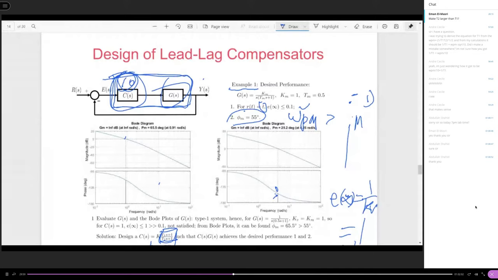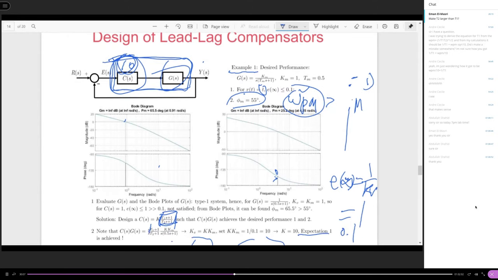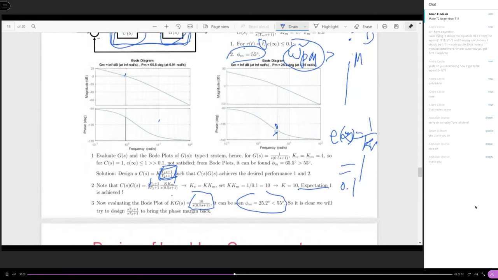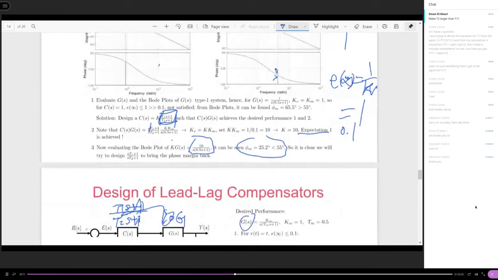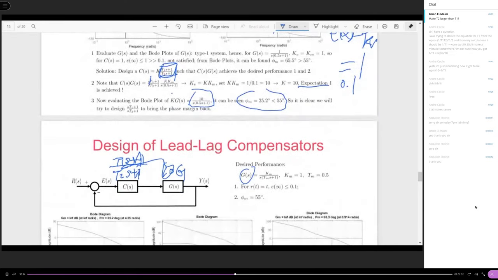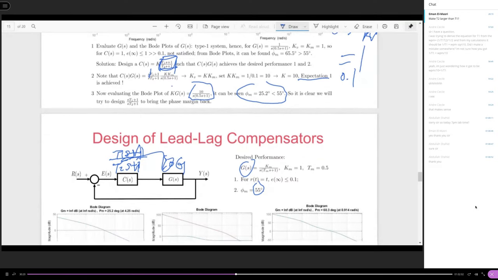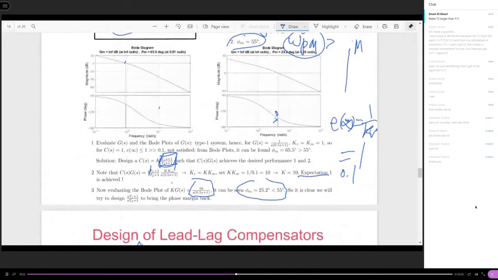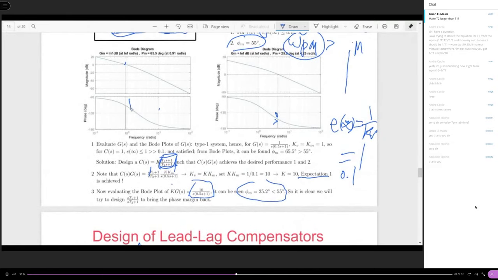So essentially, only in this case, you can design the omega PM anywhere you want, as long as you can bring the phase margin back. Then let's just look at it. I need a 55 degree, okay? And you might want to say, then I just need to go back to this plot to identify where the 55 is going to be, right?